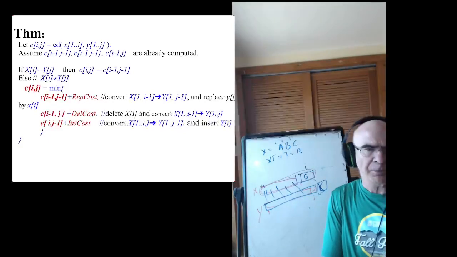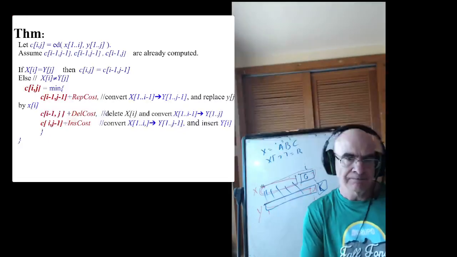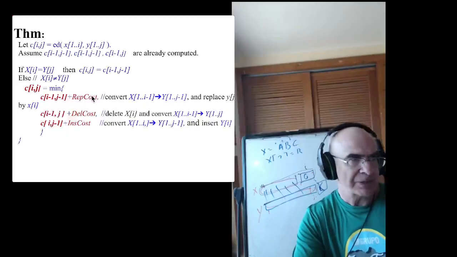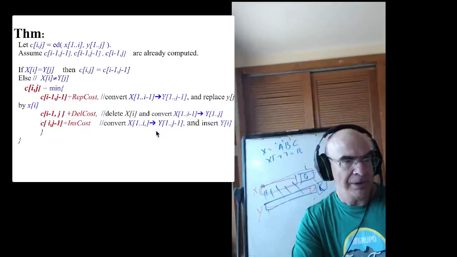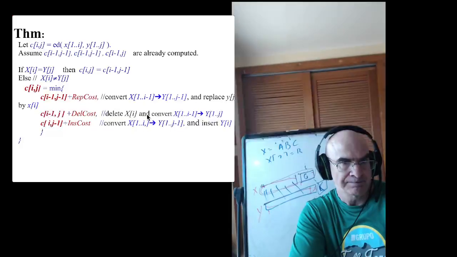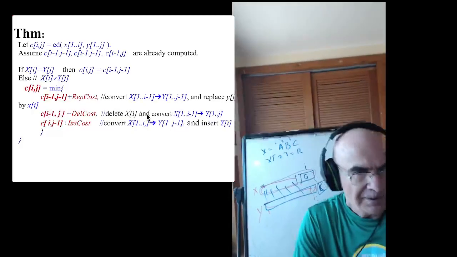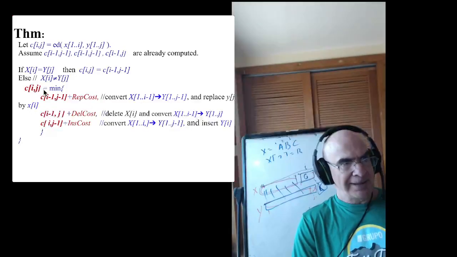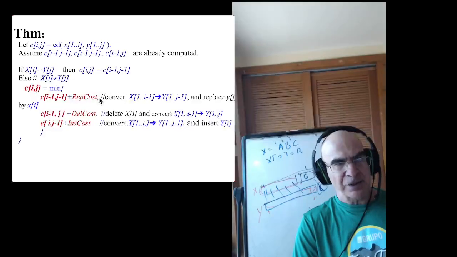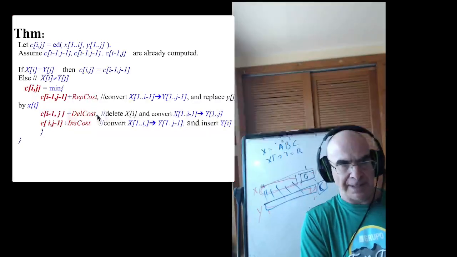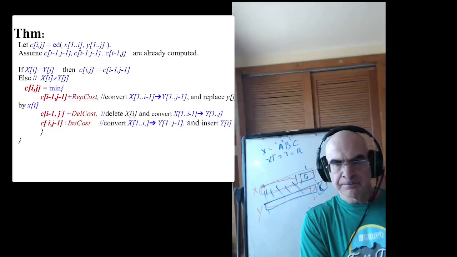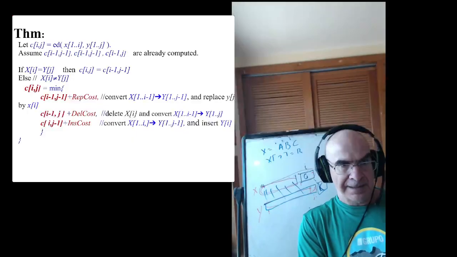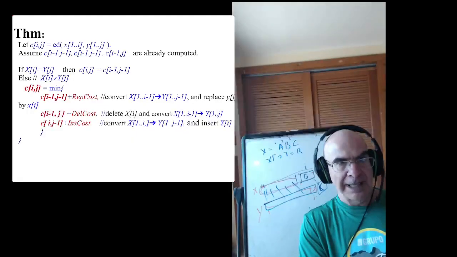Which of the three operations should I do? Very simple, the cheapest one. Out of all these three options, pick the one that costs you the least. As simple as this. So in the case that xi is different than yj, c of i,j is just the minimum of these three numbers. And that's the whole theory behind it.